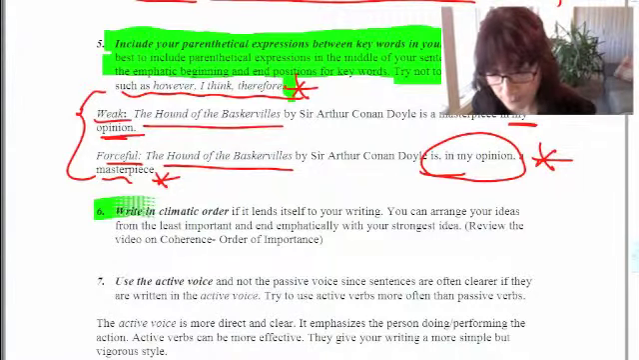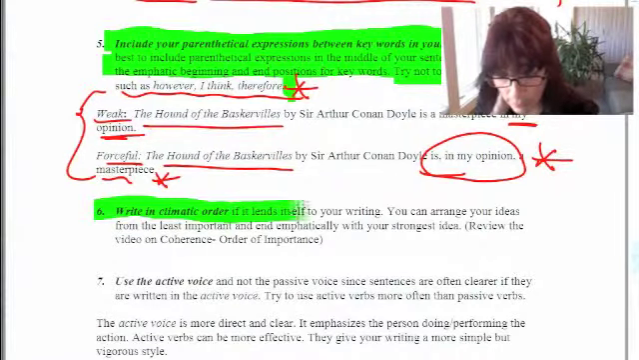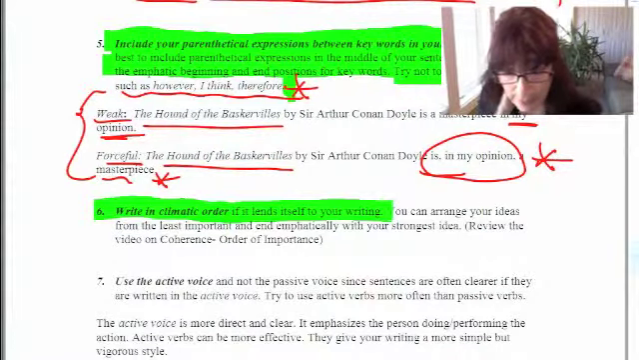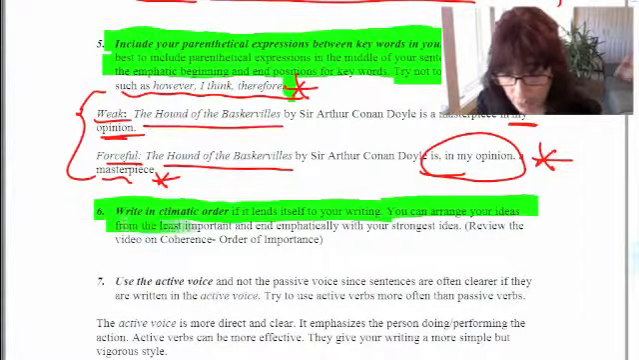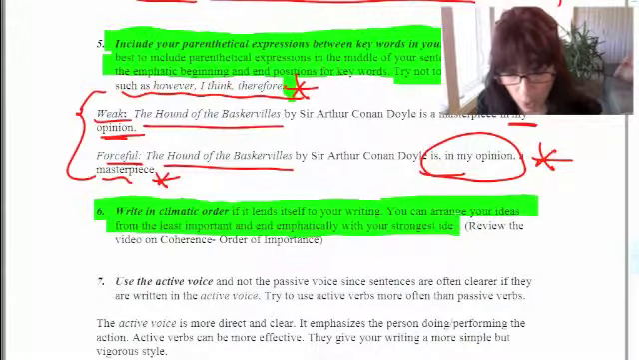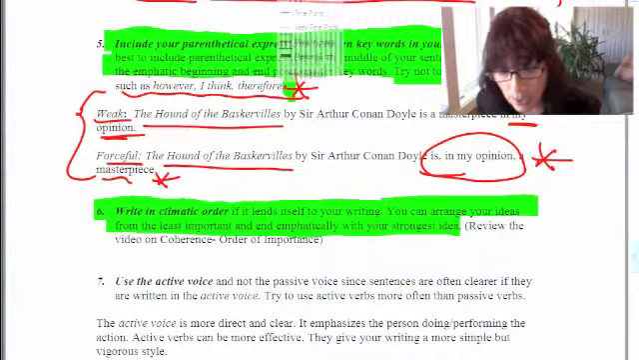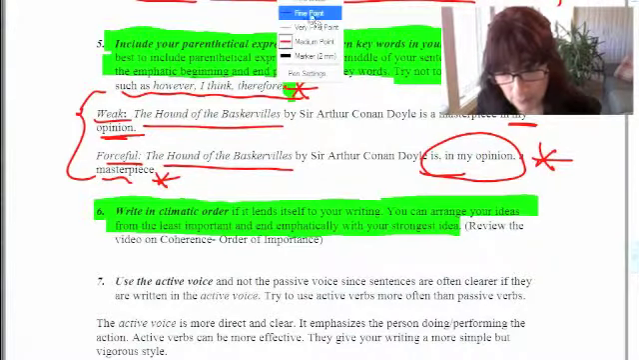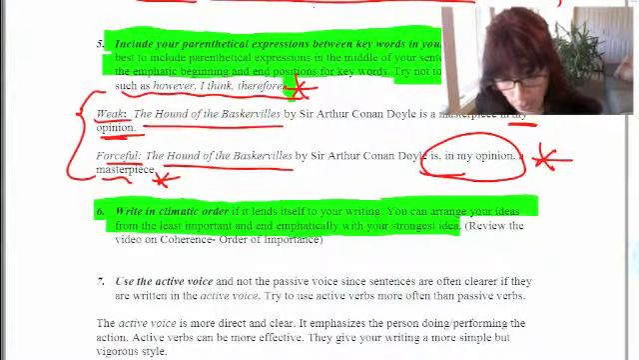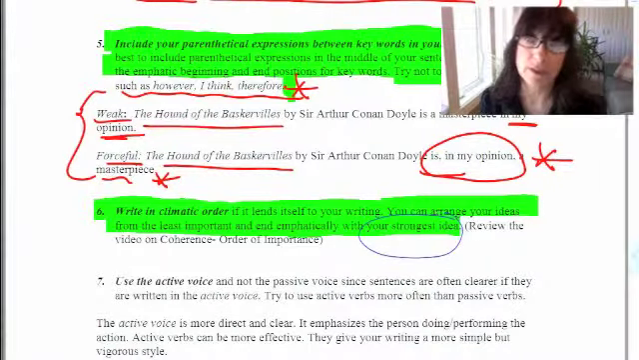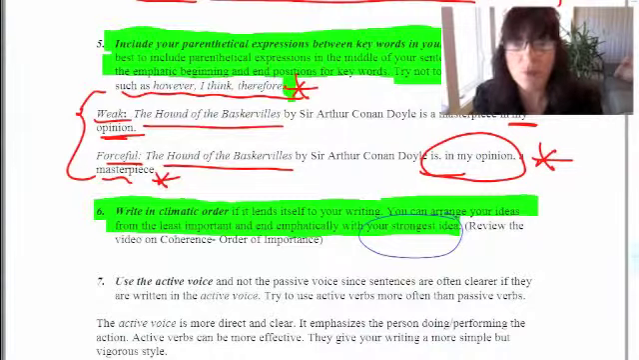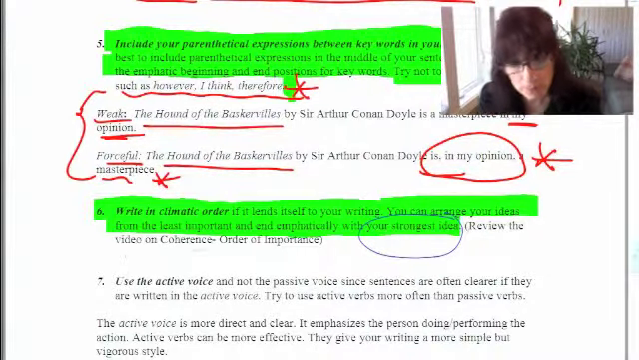Okay, moving on. You should try to write in climatic order if it lends itself to your writing. You can arrange your ideas either from the least important and end with the strongest idea, or you can go from the strongest to the weakest. It's usually most effective if you're able to end with your strongest idea, but it doesn't have to be this way. But you do need to have some kind of order. So you're either going from strongest to weakest argument or weakest to the strongest.